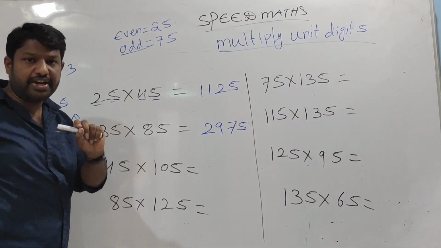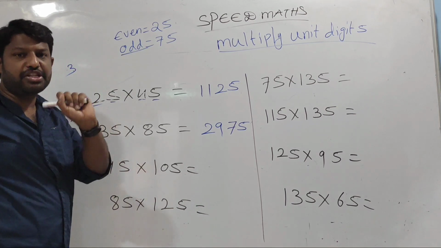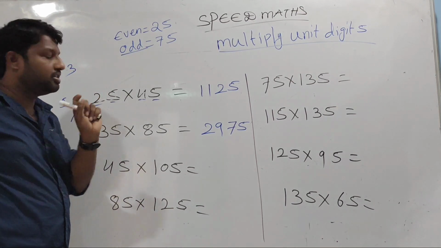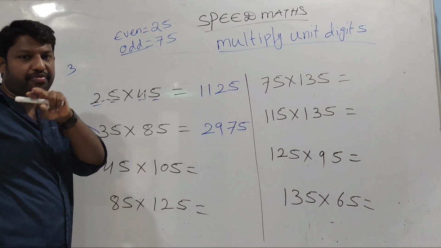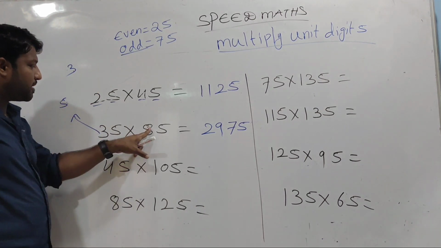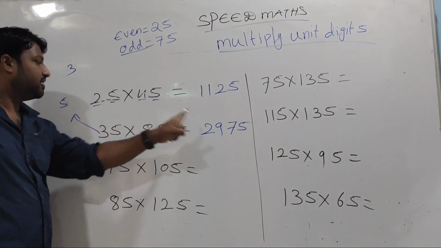Next, 8 plus 3 is 11. Take half of that number. Half of that number is 5.5. But take only the integer, not the fraction part. Don't take that 0.5. Only take 5. So write 5 here. Multiply these two numbers. 8 times 3 is 24, plus 5.